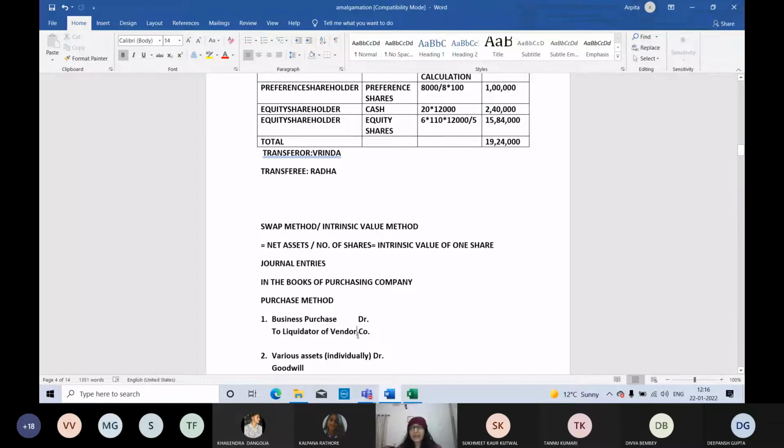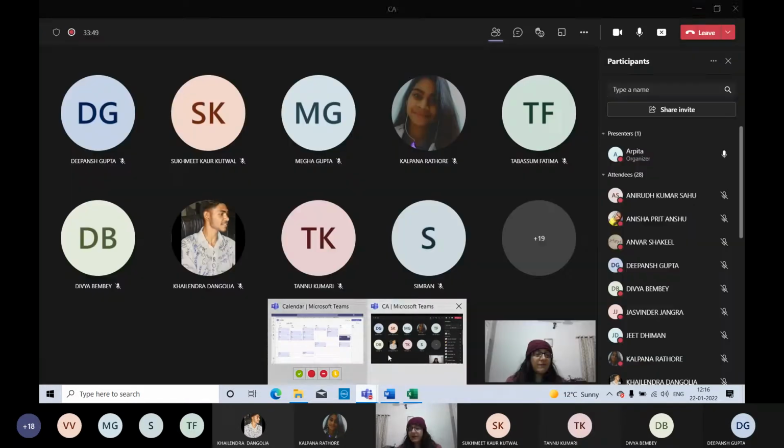It means I have bought this business as of now and this amount is due. I have to pay this amount, so my liability has increased towards the liquidator of the vendor company. Is the first entry clear? Please keep on writing it also. The first entry is always going to be business purchase to the liquidator of vendor company.